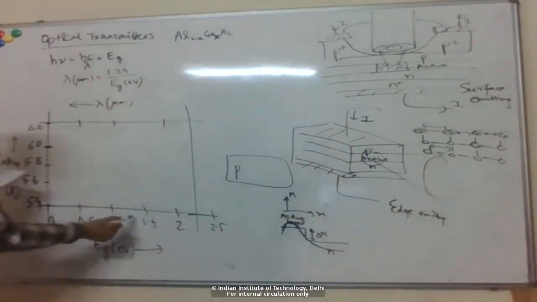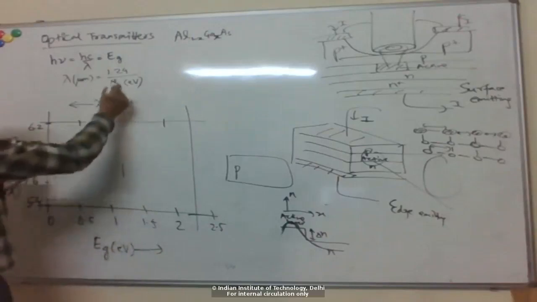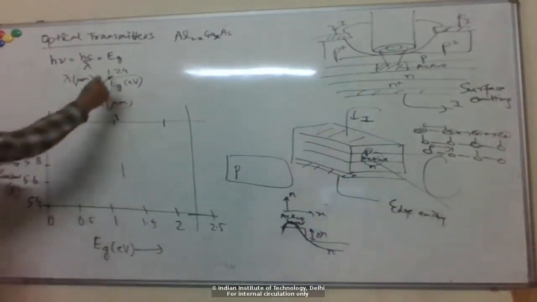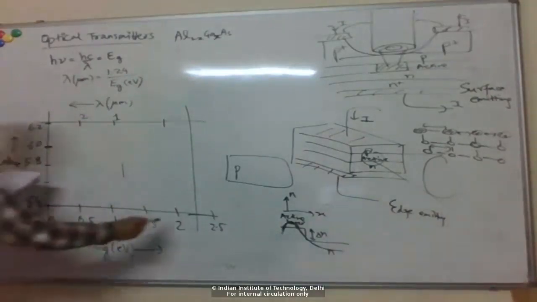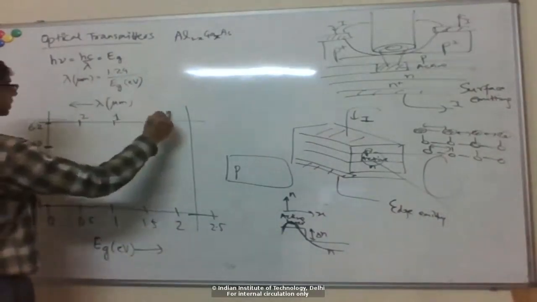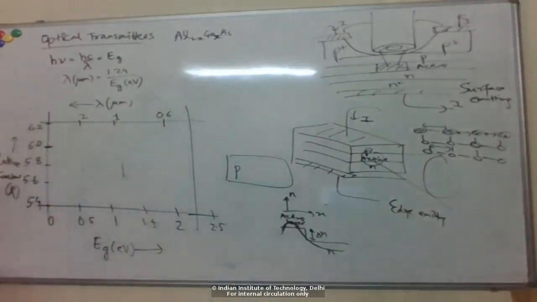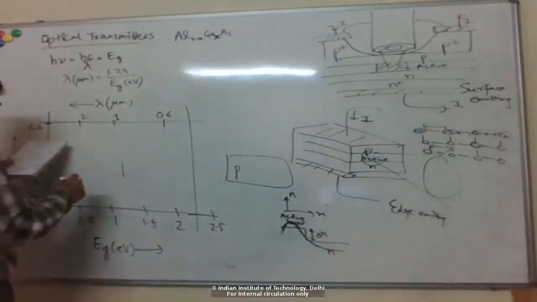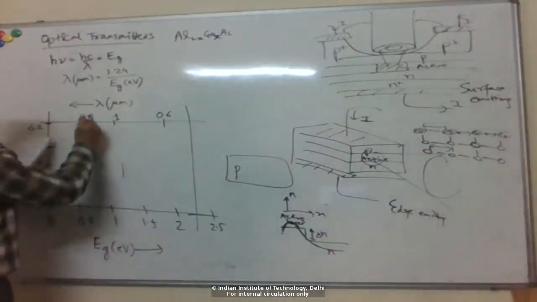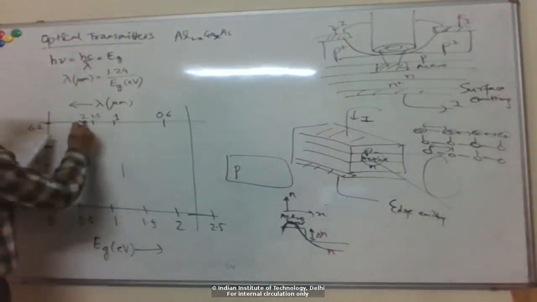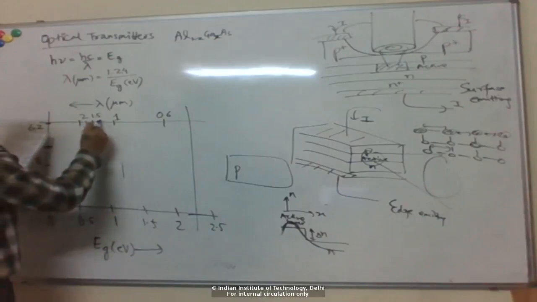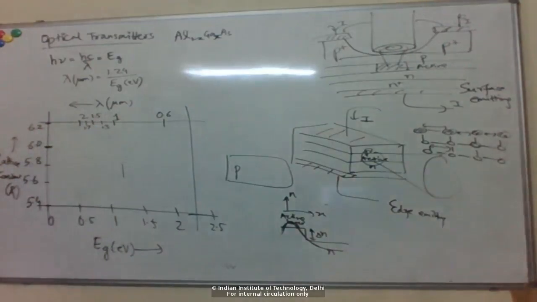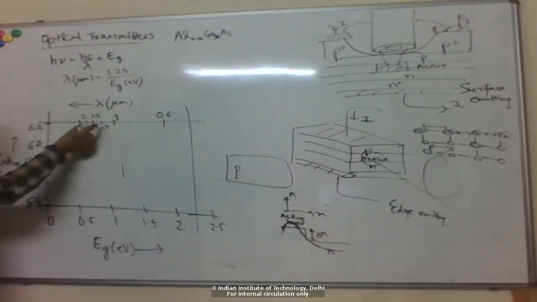You can see that 1.24 eV, which lies somewhere here, will be 1 micron. 0.62 eV, somewhere here, will be 2 micron. 2 eV here will be 0.62 micron. This is like 1.5 here, 1.7 here, and 1.3 will be somewhere here. If you look at the telecom band of wavelengths, that's this range.